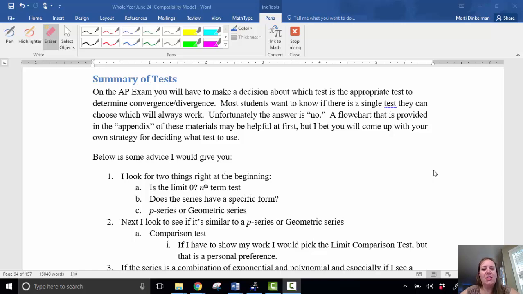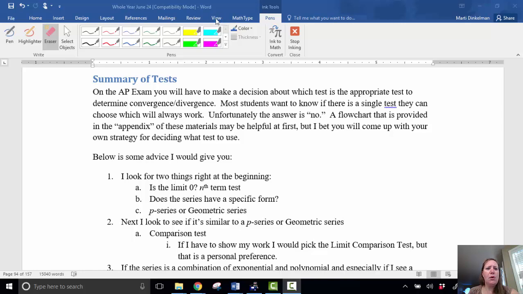Also, I have a lot of students who say, well, if I just choose the ratio test, will that work every time? Well, unfortunately, the answer is no. It's not just going to work all the time. So you're going to have to know a variety of tests. And you might see the ones that pop up a lot more often as we look at some of these problems.